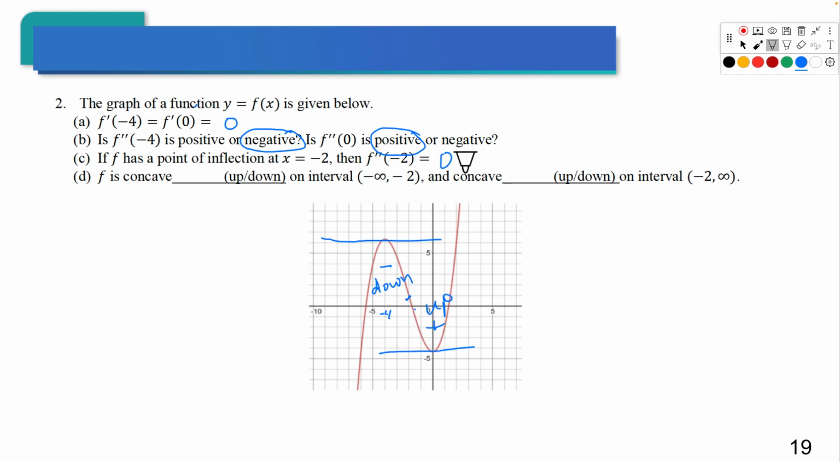Okay, so concave down, second derivative is negative; concave up, second derivative is positive; inflection point, second derivative 0. Okay, so just kind of know those things. And then we've kind of answered this. It's concave down from -infinity to -2, and then it'll be concave up on the other end.